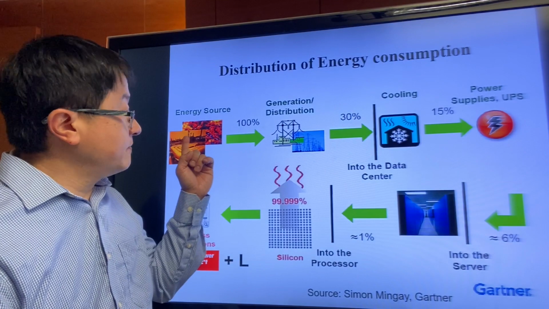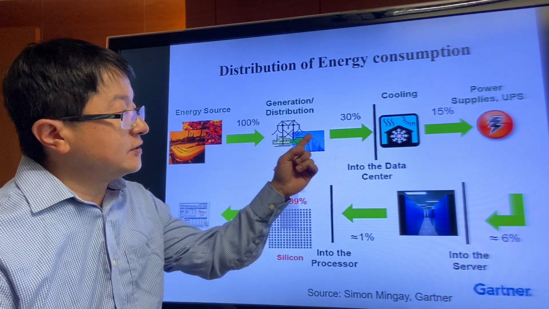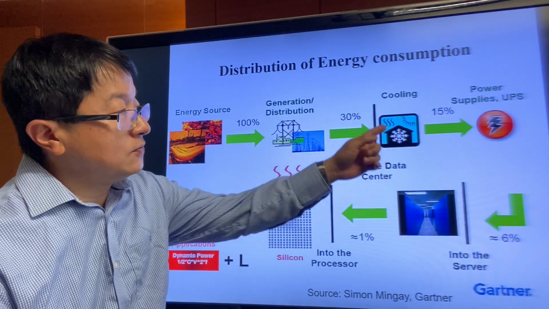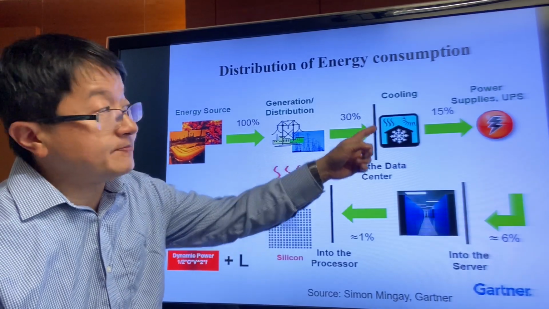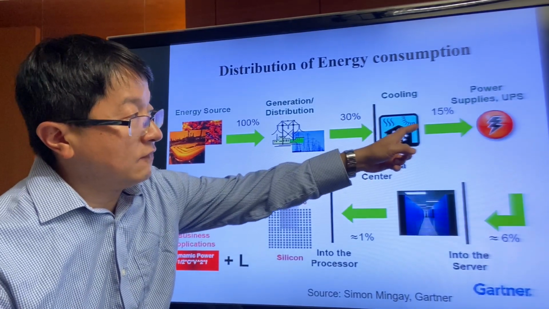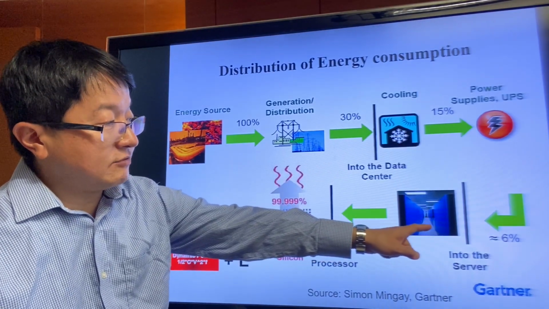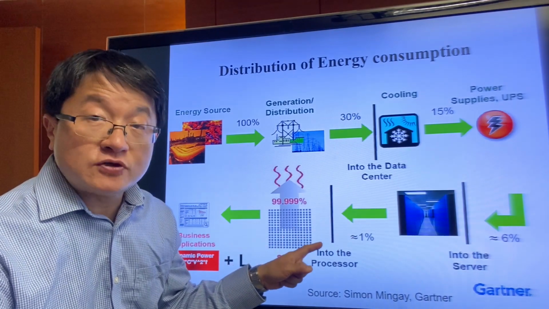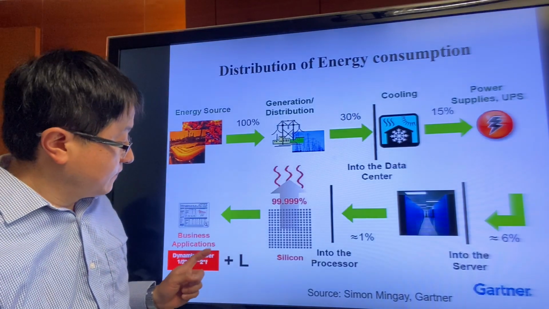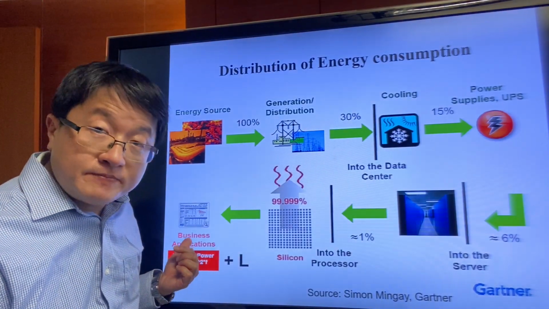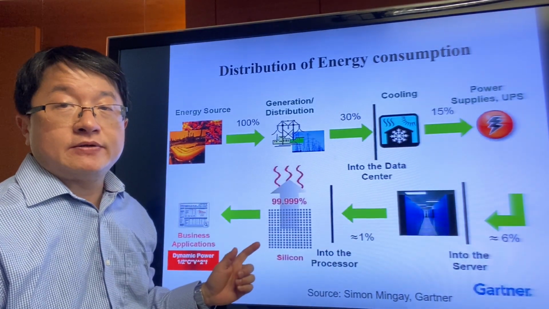So from the energy source to the power plant, after passing through the distribution network to the household data center, and in the data center, a lot of energy will be spent in the cooling process and then converted to the power feed into the equipment rack. Then the energy in the equipment rack will feed into the server and then to the CPU processor, and finally turn into the business applications. So in this process, a lot of energy will be lost.